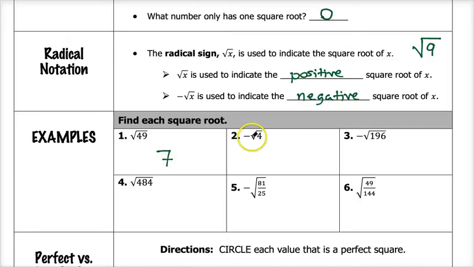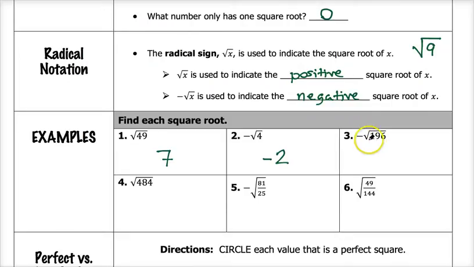Number 2, though, we see the square root of 4 or radical 4, but there's a negative sign in front of that. That just means it wants us to give the negative version of our answer. So because the square root of 4 is 2, and there's a negative sign in front of this, our answer is negative 2. For number 3, we have to think what the square root of 196 is.